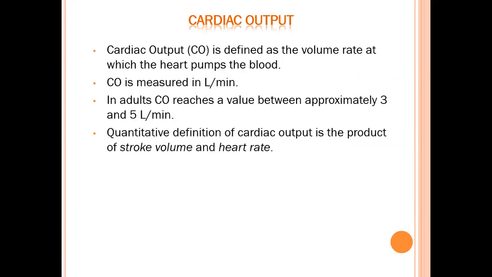So cardiac output is defined as the volume rate at which the heart pumps the blood. Cardiac output is measured in liters per minute. In adults, cardiac output reaches a value between approximately 3 and 5 liters per minute. The quantitative definition of cardiac output is the product of stroke volume and heart rate, as can be seen in the formula. The stroke volume will be represented by V and the heart rate by R.